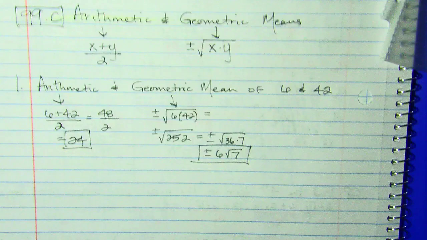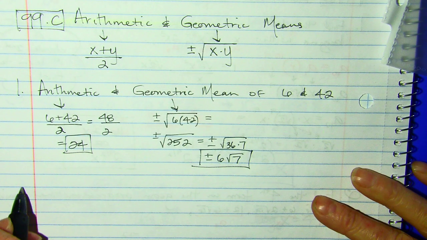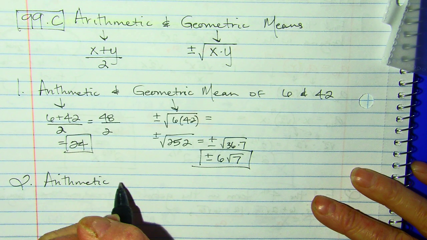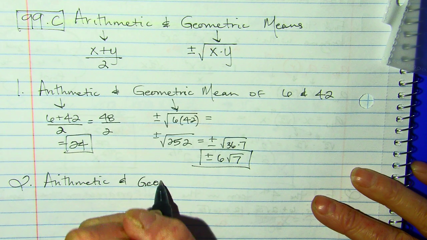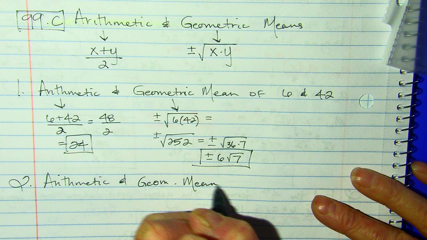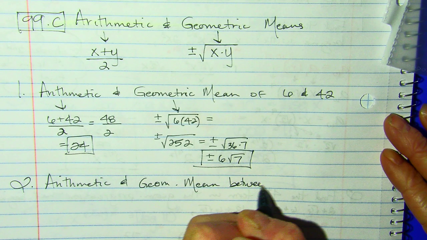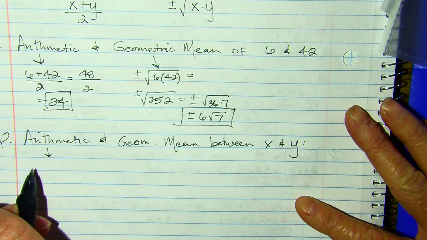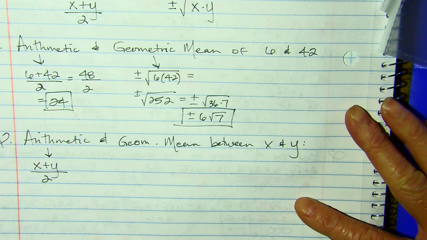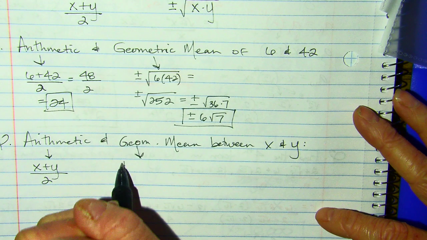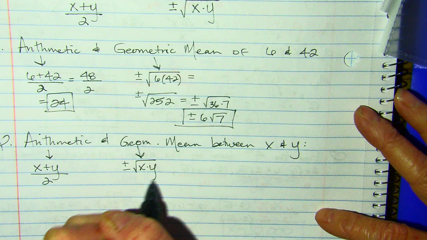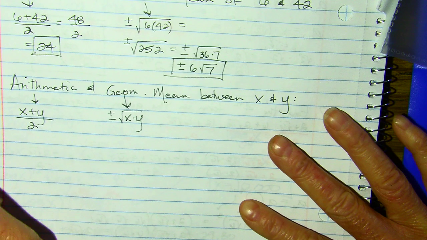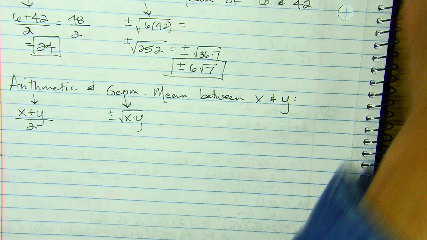So pretty simple. If I asked for the arithmetic and geometric mean between x and y, your arithmetic would just be x plus y over 2, and your geometric would be plus or minus the square root of x times y. And that would be it. So what this is trying to get us to is finding missing values.